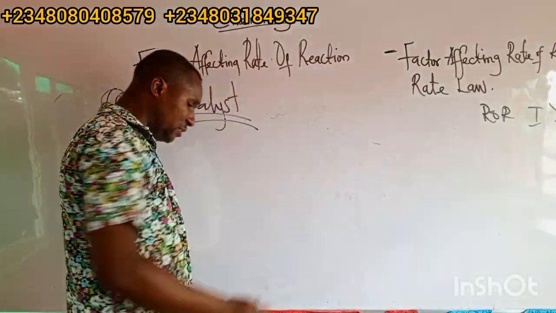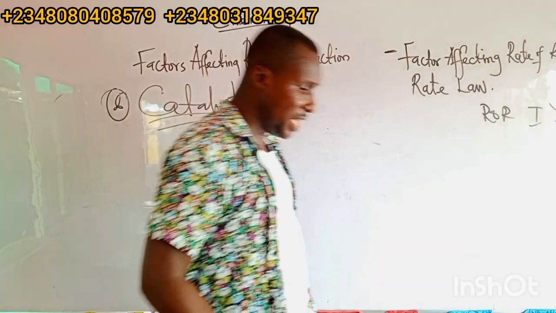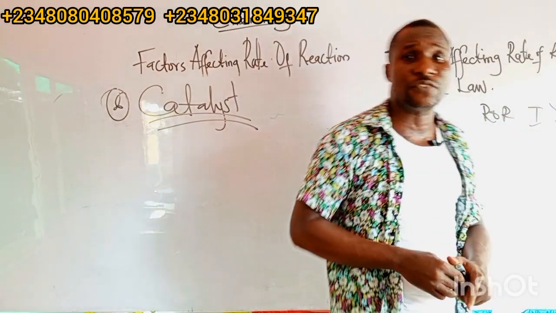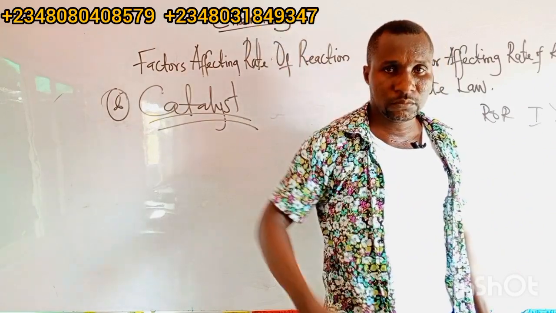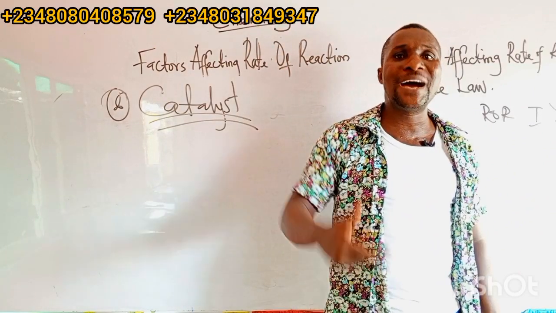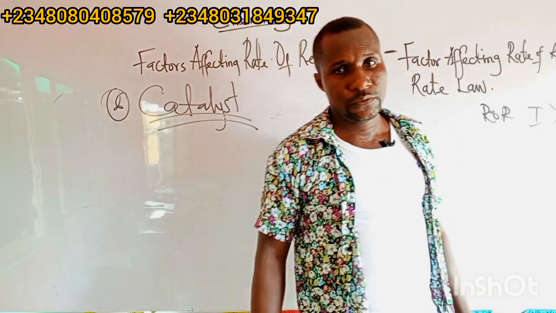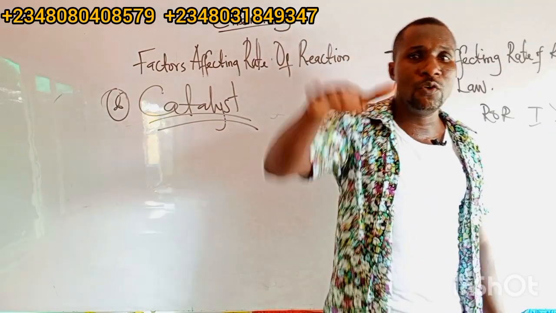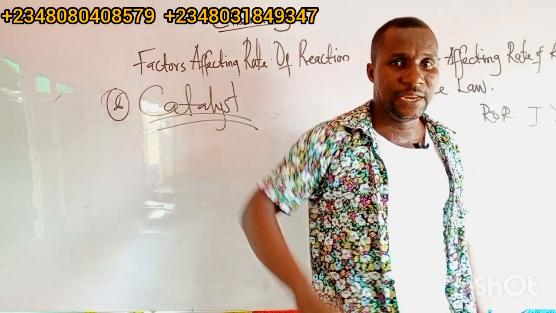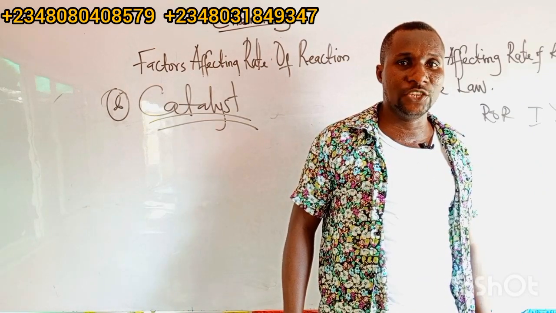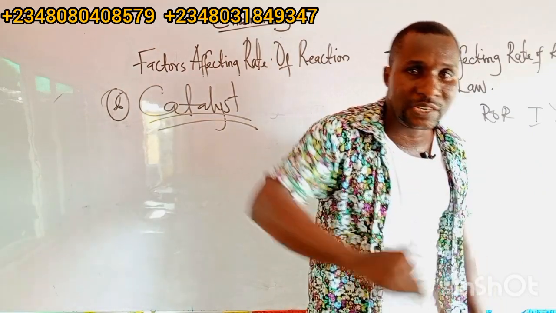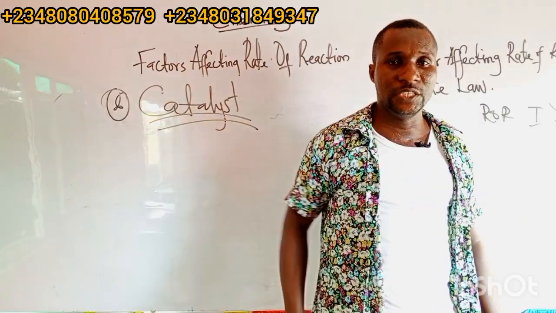And how does a catalyst increase the rate of reaction? It increases the rate of reaction by creating another route, another pathway for the reaction, by lowering the activation energy. It changes the activation energy. It creates another pathway for the reaction.